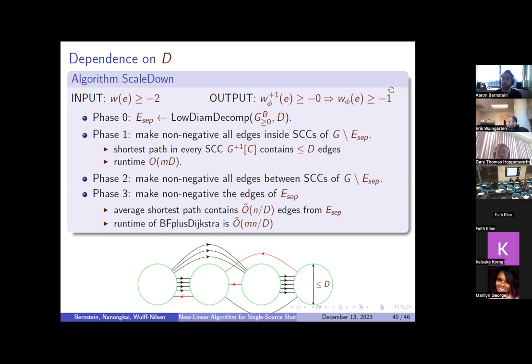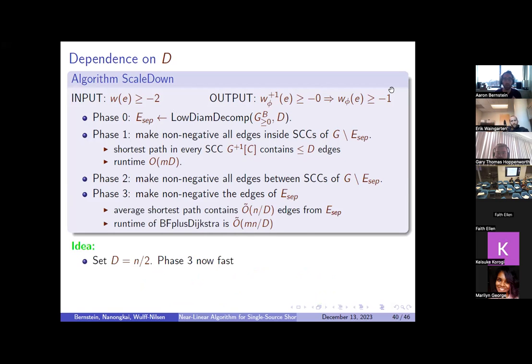So here's our strategy for making this faster. We're actually going to use a very large d. So we're going to have high diameter balls. So phase 3 is now really fast because if d is large, that means that an edge is a separator edge, a red edge, with incredibly low probability. But phase 1 now seems hard because all we've guaranteed is that shortest paths have at most n over 2 edges. But note that this is actually progress.